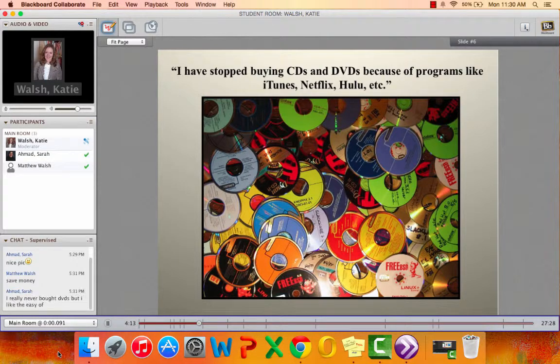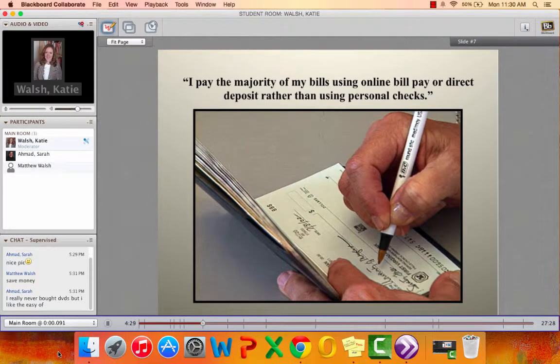Sarah, why does this apply to you? Oh, you never bought DVDs. Yeah, I know. I didn't actually buy DVDs either. I'm not a big movie person. But it is definitely easy. Yeah, easy and saving money. Okay, let's move on to the next one.